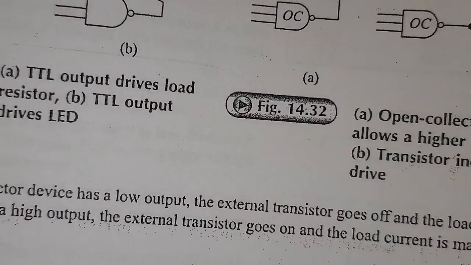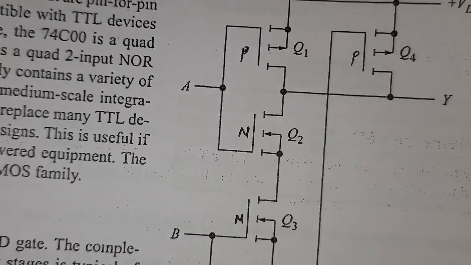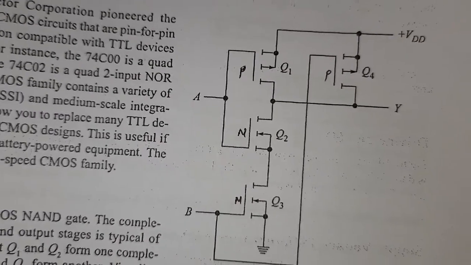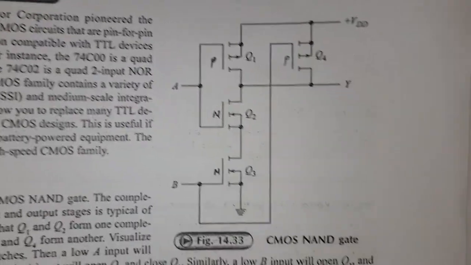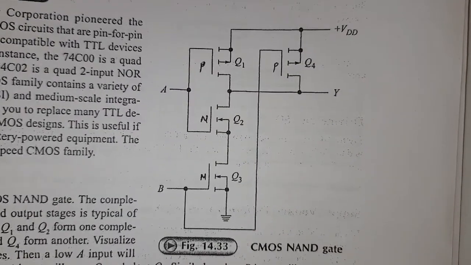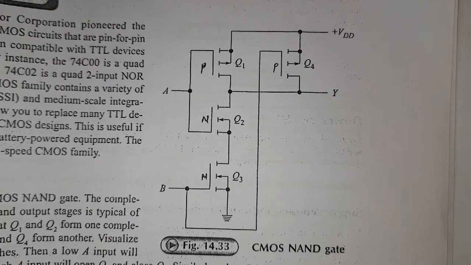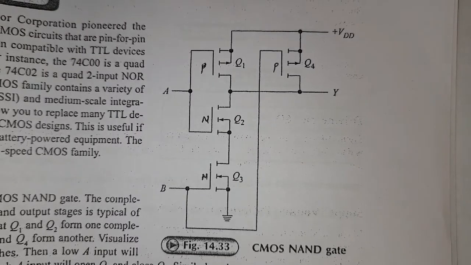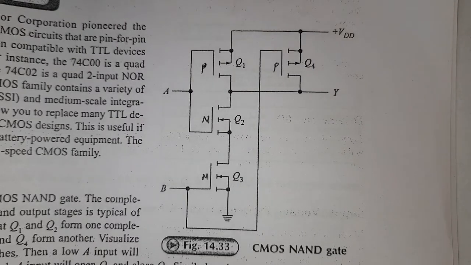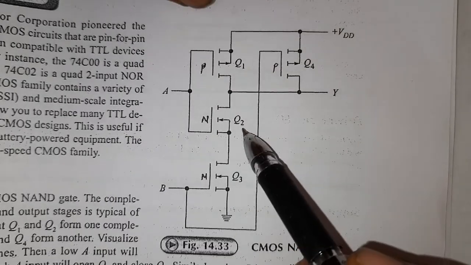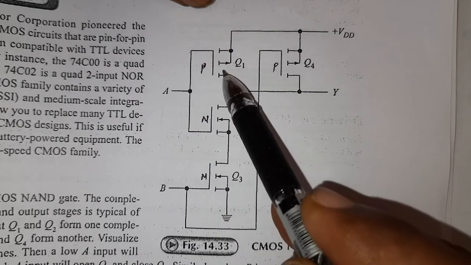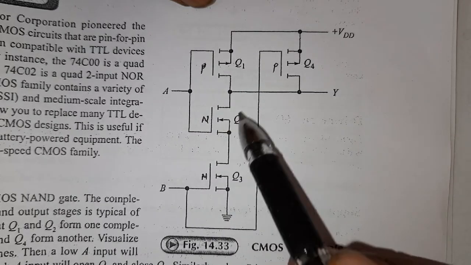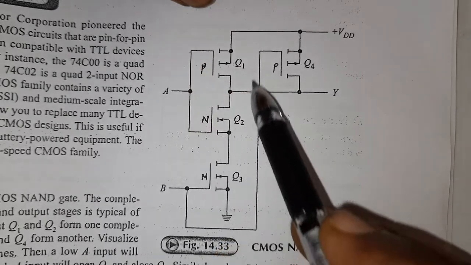In case of the CMOS NAND gate, the circuit is like this. We will discuss how it works. Before that, the circuit is with us. We will observe that there are 4 MOSFETs. Q1, Q2 forms a complementary pair. This is P-type MOS, this is N-type MOS, and it forms a CMOS.